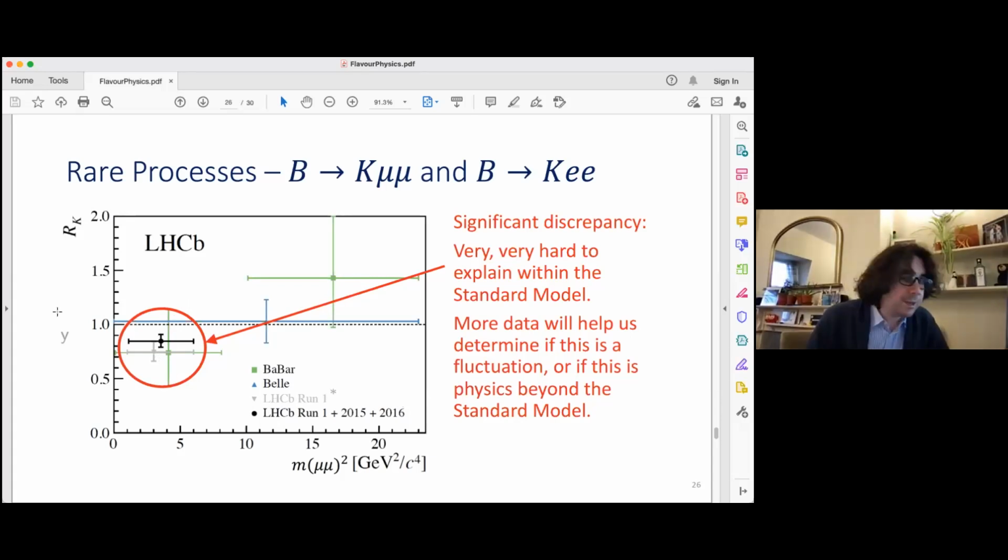And again, there's nothing concrete here yet, but we're in a place where if this remains with more data, it's very, very hard to explain this within the standard model. And indeed, it's more data that will help us determine if this is a fluctuation or a statistical effect, or whether this is indeed physics arising that lies beyond the standard model.